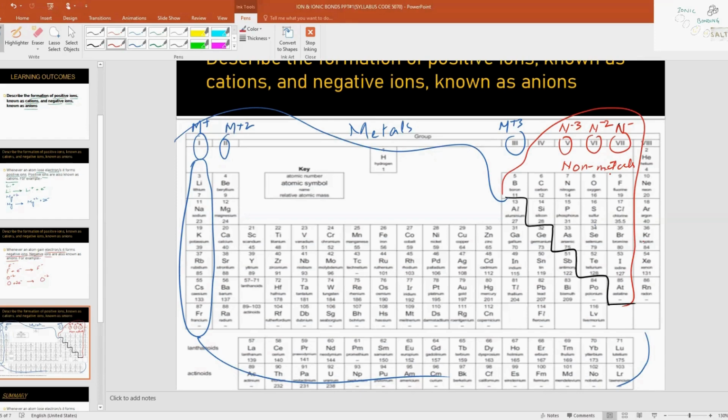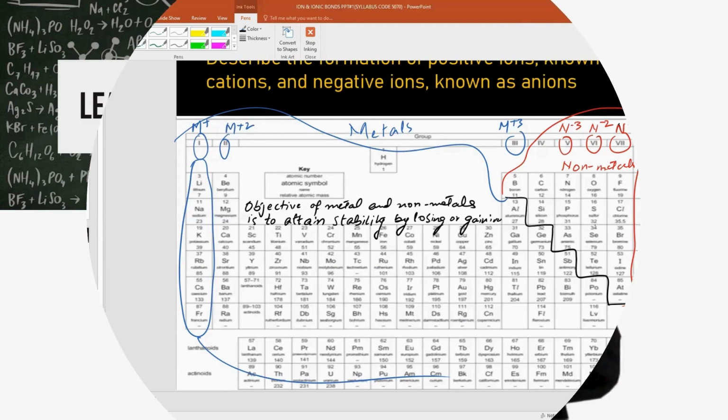So let me write the objective of metals and non-metals is to attain stability by losing or gaining electrons.